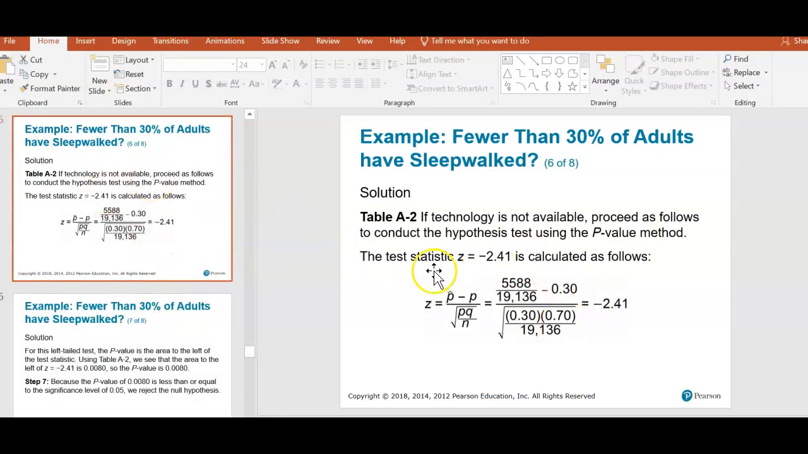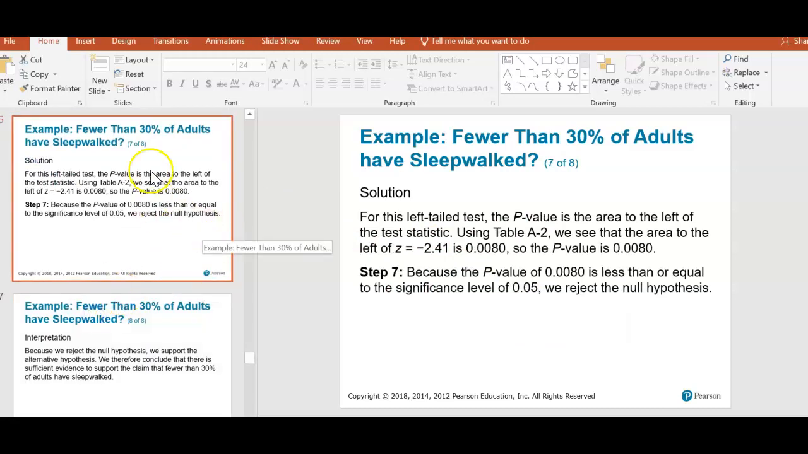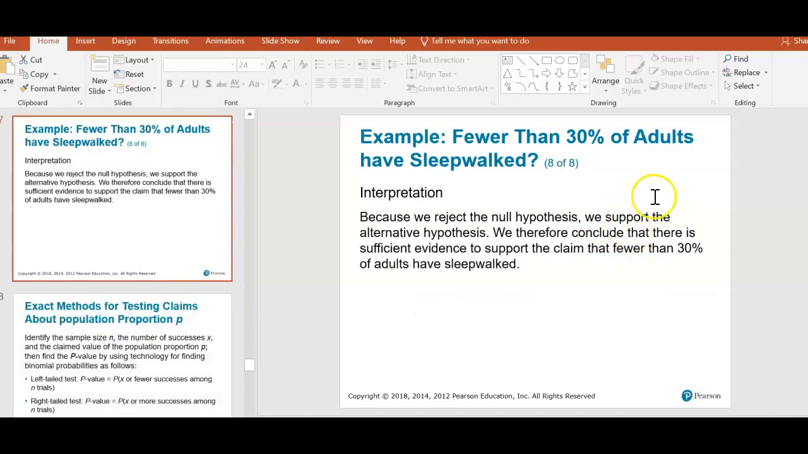Again, they're going through calculating the z. We're not doing that. So our p-value is 0.008 because that's less than or equal to our significance level. We reject the null hypothesis. So since we rejected the null, we support the alternative, and we conclude that there is sufficient evidence to support the claim that fewer than 30% of adults have sleepwalked.